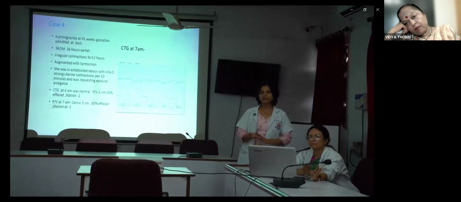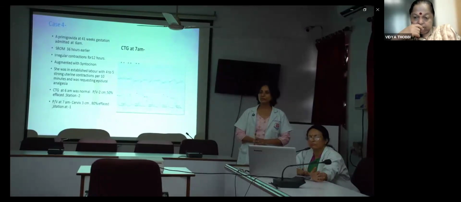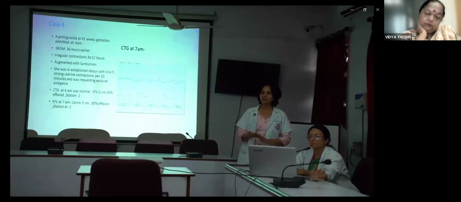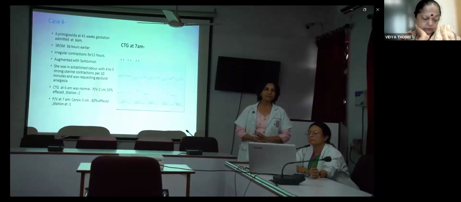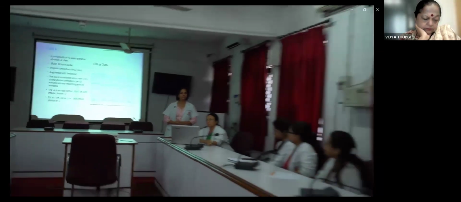At the time of admission, her per vaginal finding was 2 centimeters, 50% effaced, and station was at -2. And then at 7 a.m., after 1 hour of admission, this is her CTG trace. So we would like you to interpret the CTG trace and suggest what next.